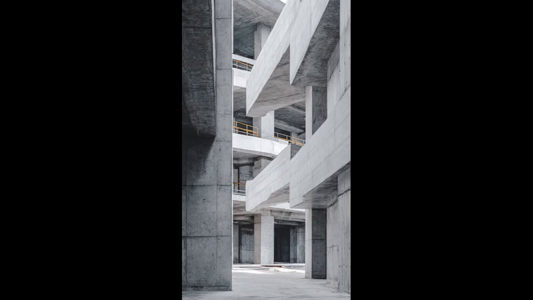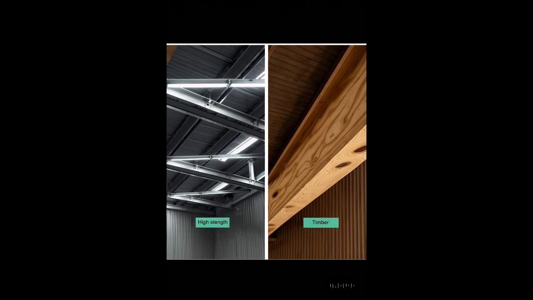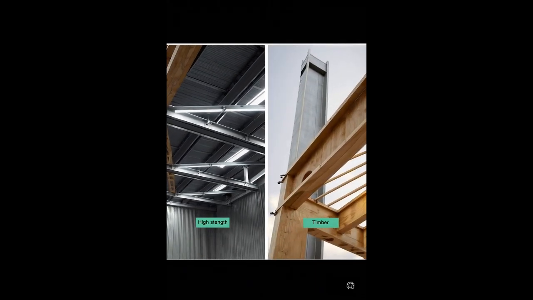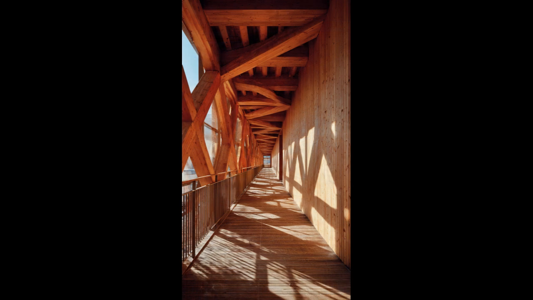Steel offers high strength with relatively low weight. It enables long spans and fast construction, but requires protection from fire and corrosion. Timber is a renewable material with warm, aesthetic qualities. Engineered timber allows larger spans and is increasingly used in sustainable construction.